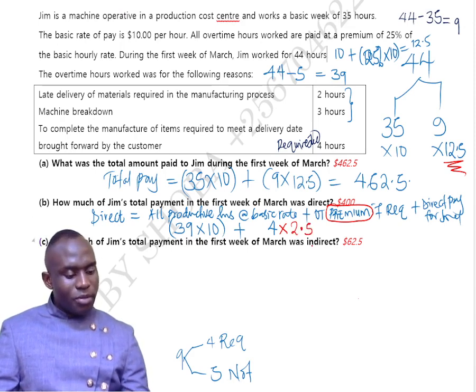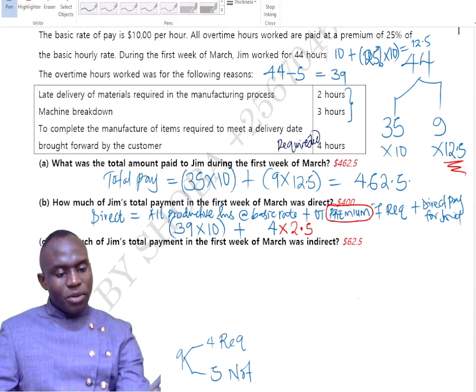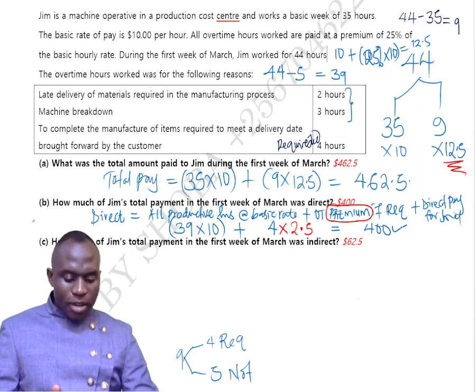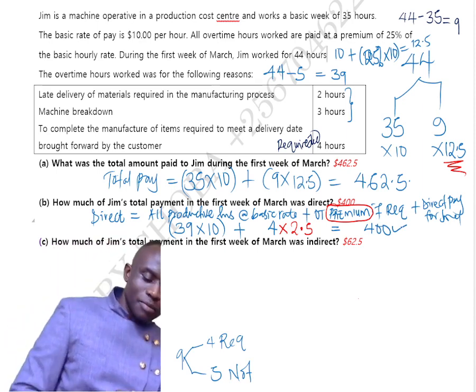So we don't have direct payment for indirect workers. It means our total direct payment is going to be 390 plus 10, which is 400. So finally, read this.